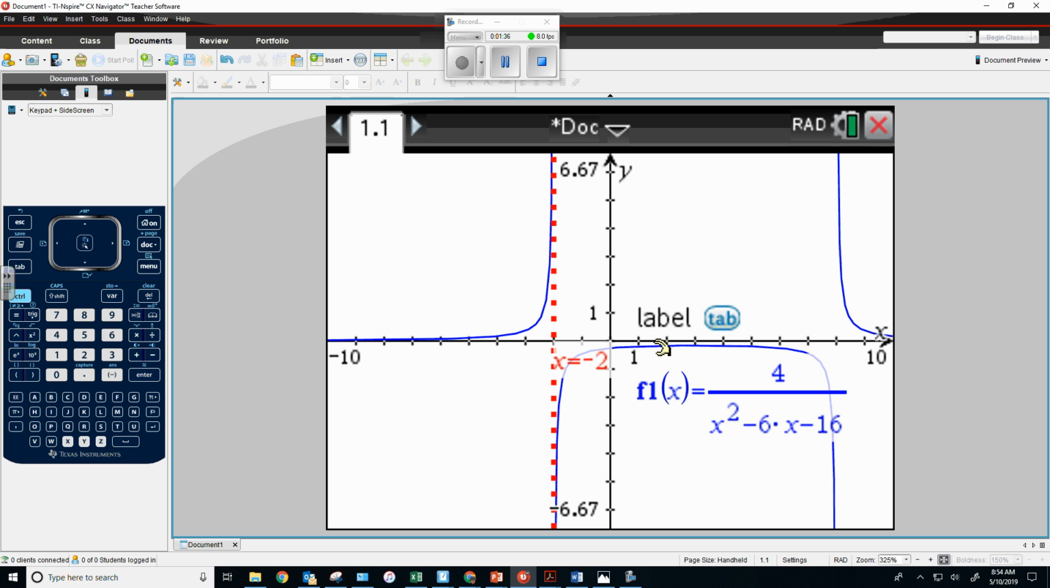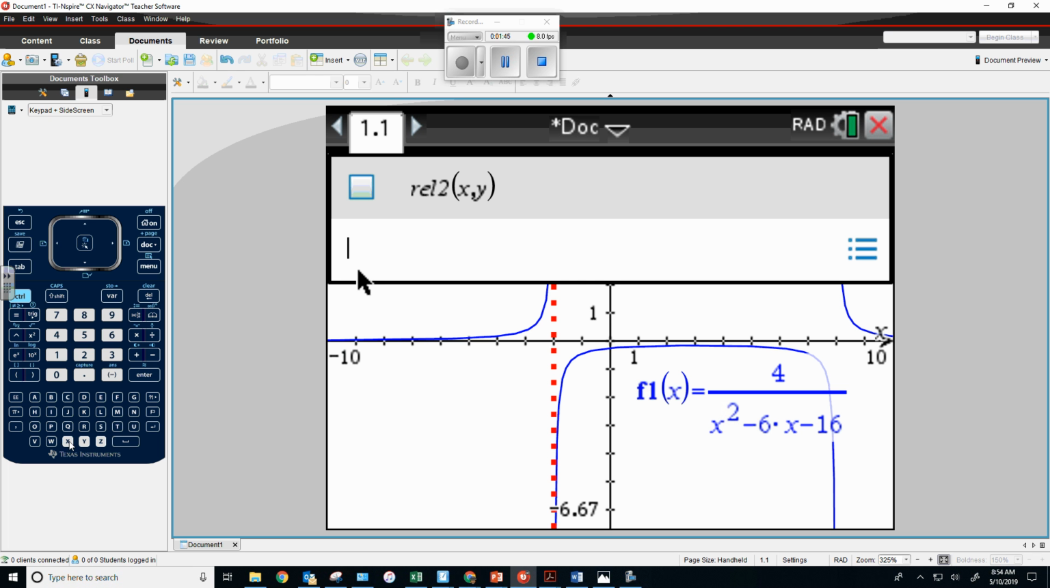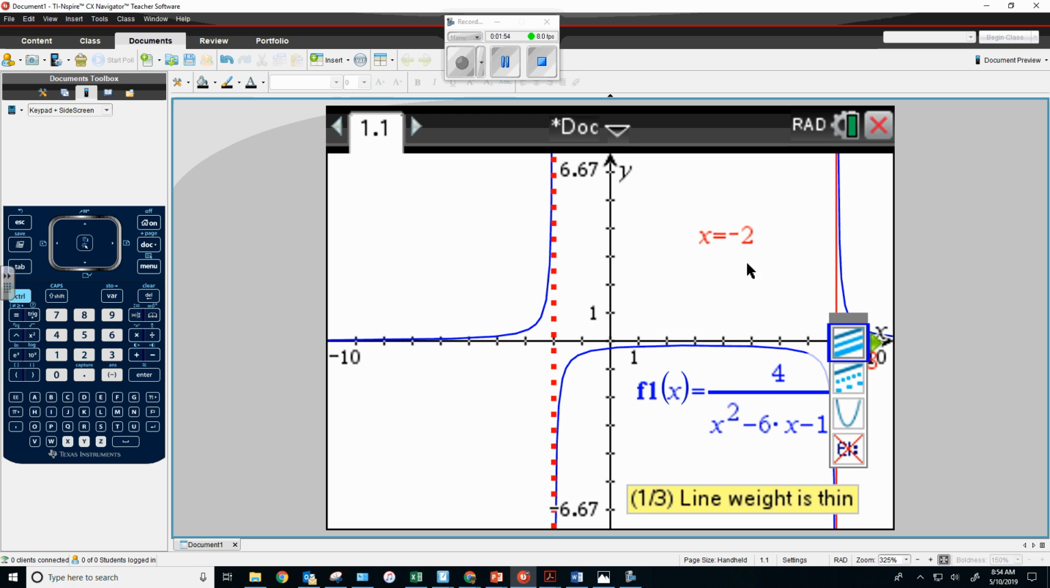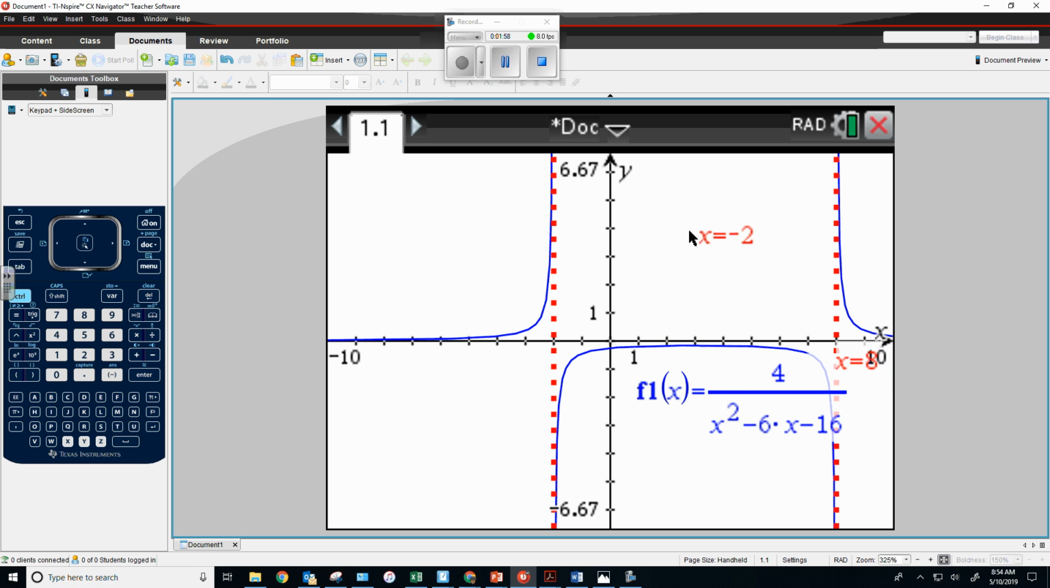Okay. There's also another vertical asymptote. Notice these are vertical asymptotes. There's another one at x equals 8. All right. And let's go ahead and change these attributes as well. It's a little thicker. So those are my 2 vertical asymptotes. There's one there, one there.